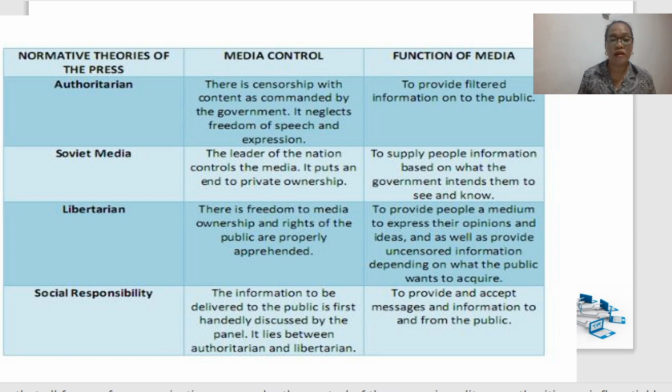And when we say social responsibility theory, the information to be delivered to the public is first-handedly discussed by the panel. It lies between authoritarian and libertarian. In here, people also have the freedom of speech and expression. They can say what is good, but when it comes to bad, it is regulated. It uses both the authoritarian theory and the libertarian theory. It's because in one end, it is being controlled by regulations, and the other end, people are given also the freedom of speech and expression.